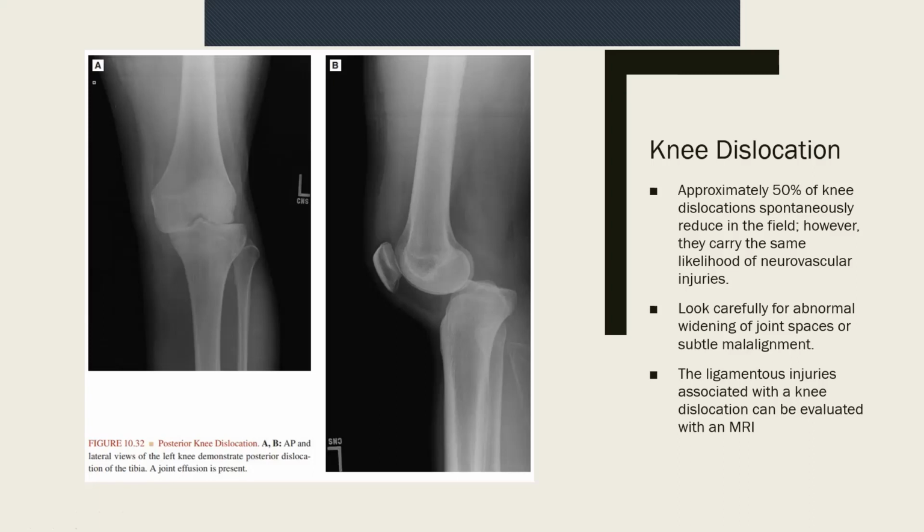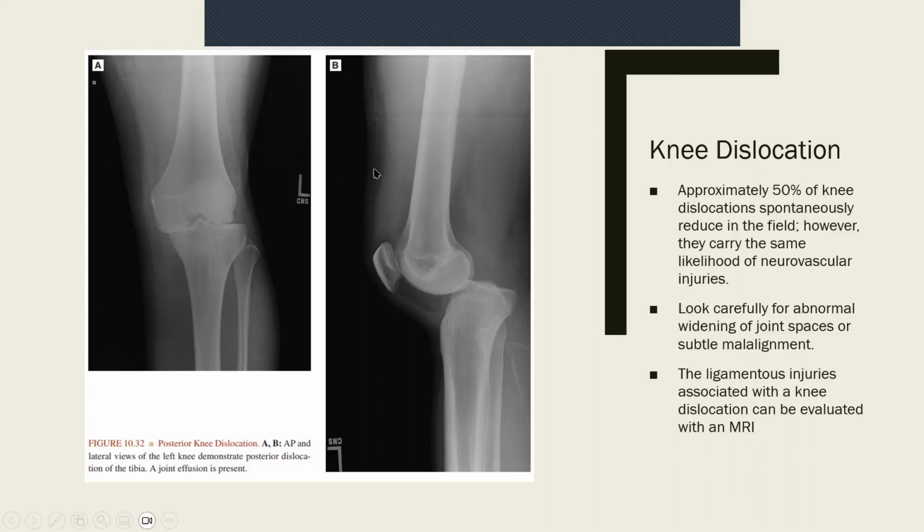Now, posterior knee dislocations are the most common, although you do get anterior and lateral dislocations. And having seen a lot of these, here it says 50% of knee dislocations spontaneously reduce. So what happens is the knee dislocates, the patient screams out in pain wherever they are, and then the knee goes back into place. Now, you may have a patellar dislocation as well. Sometimes it doesn't occur, it's just the knee dislocation. And sometimes you have a combination of both.